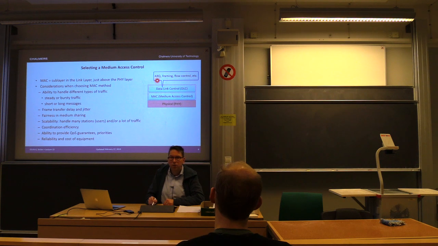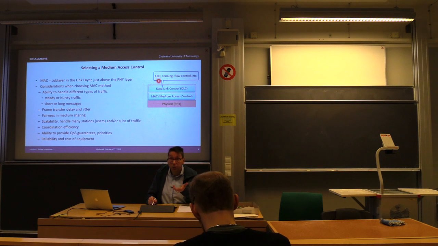So this is typically where you see an ARQ protocol, if there is an ARQ protocol; it doesn't necessarily have to be one. If there is framing, this is where framing is done. You don't necessarily have to do, well, I guess you always have to do some type of framing. Flow control and things like this, right? So this is taken care of by the data link control sublayer.